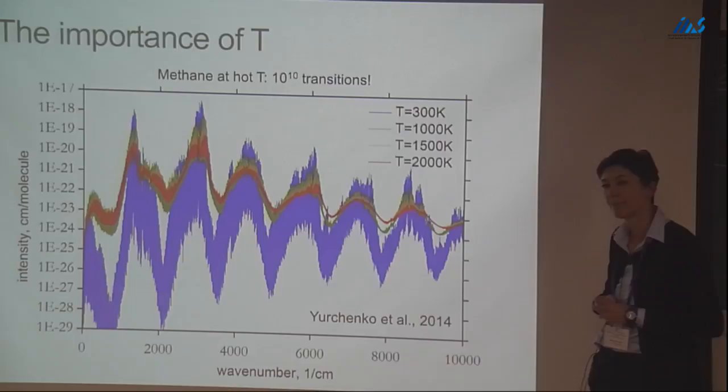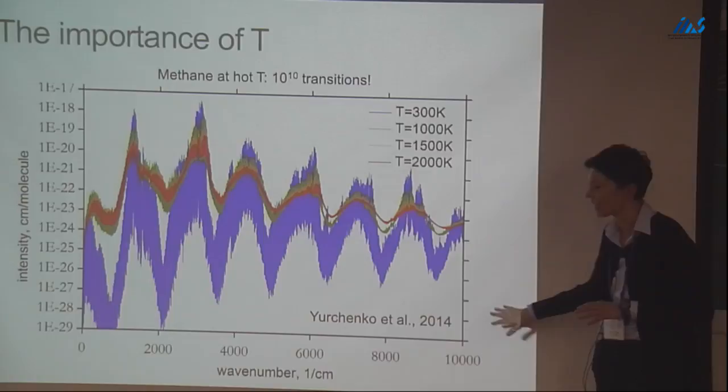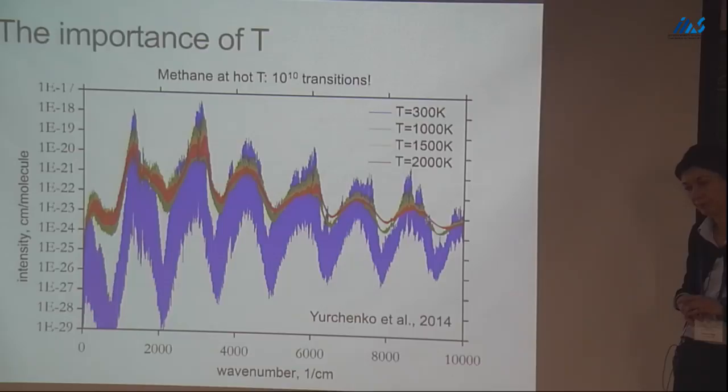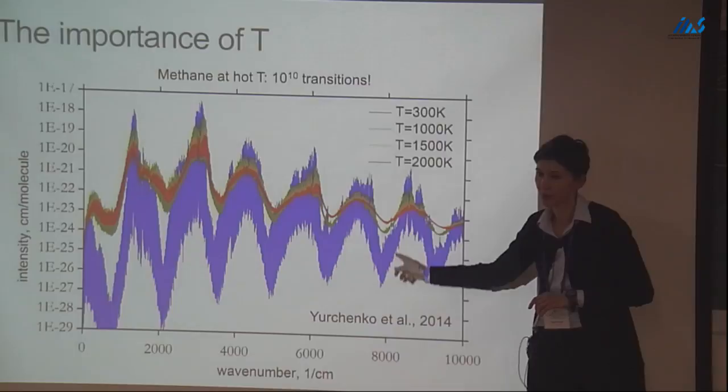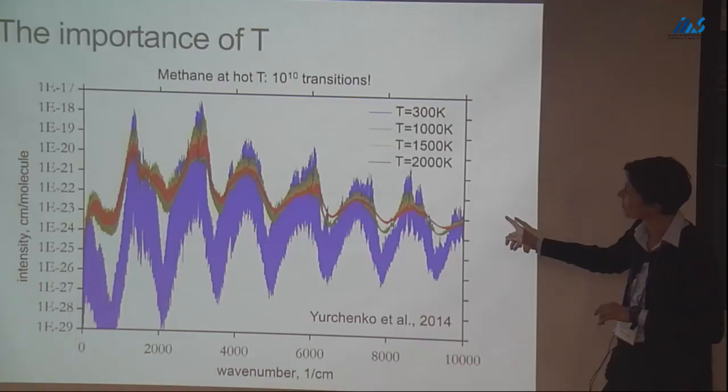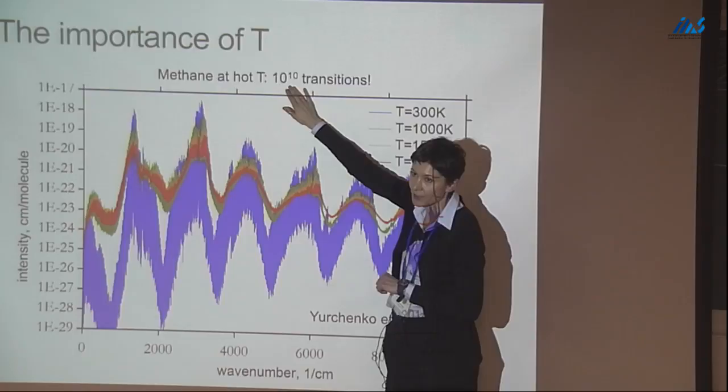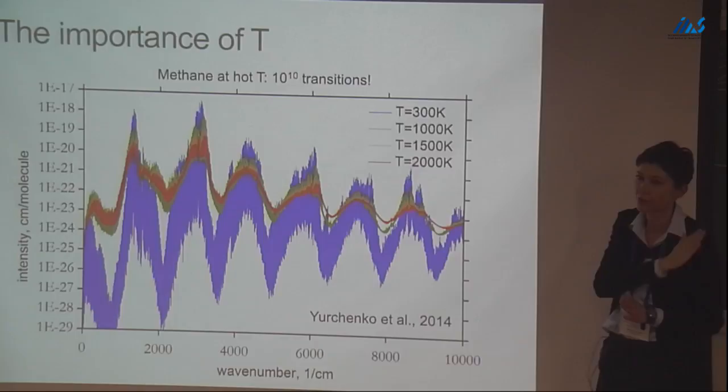No, well, yes, this is calculated, sorry. Oh no, these are real features. Actually, what I should have mentioned is that this is a line list for hot methane that contains 10 to the power of 10 transitions. In fact, that's why they call it 10 to 10. So this is not error. These are all single transitions. There are so many that they're quite packed.